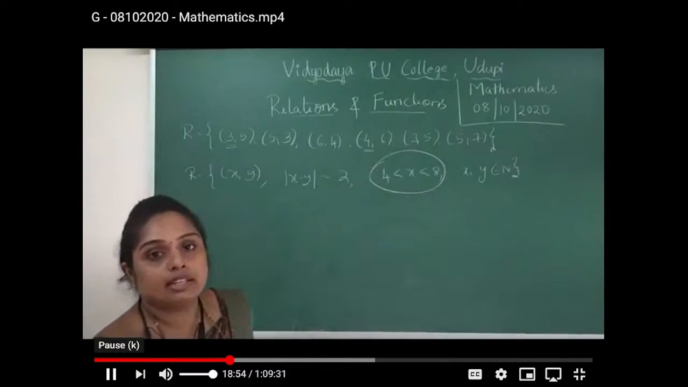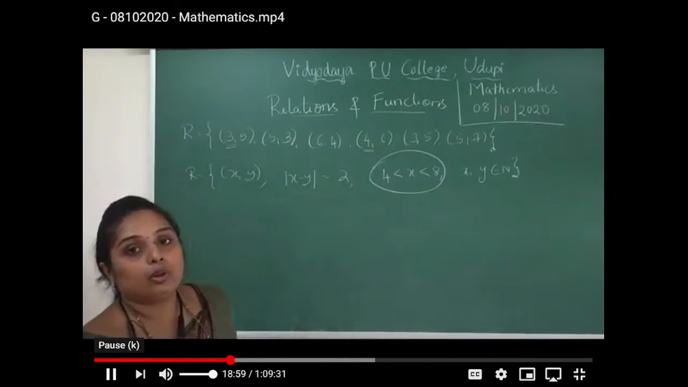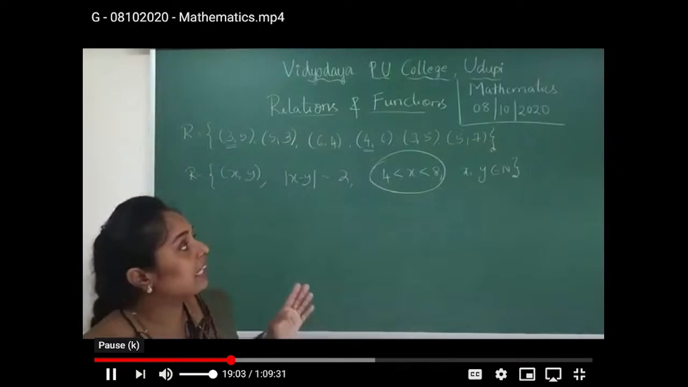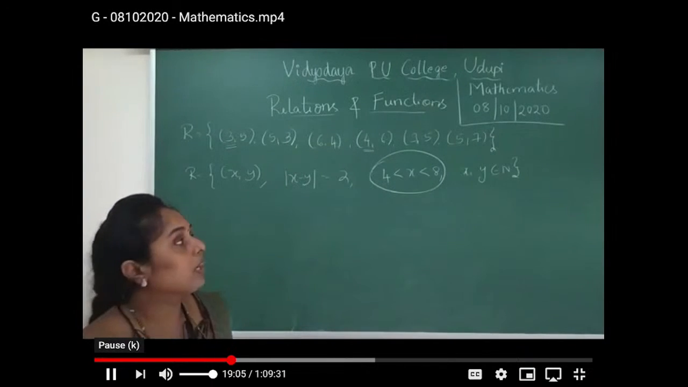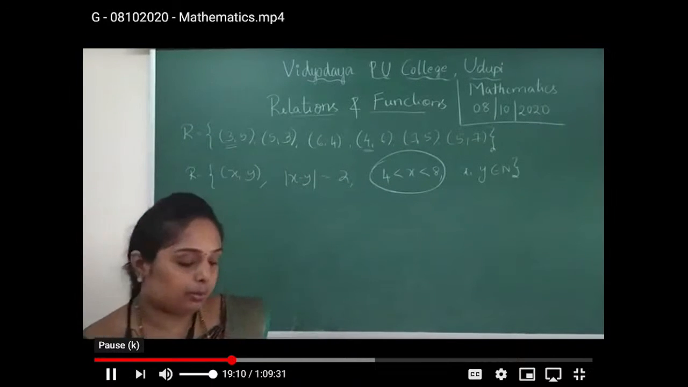X is greater than 4, less than 8. Because there are some elements of x which have 3, 4 and so on. According to the given option, x is greater than 4. That means x should start from 5. Okay, once again the third option is not satisfying. Now let us go to the fourth option.